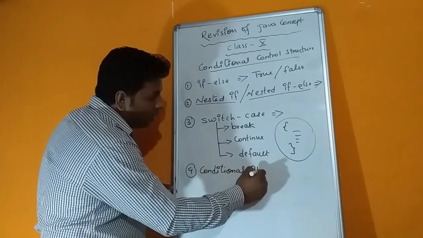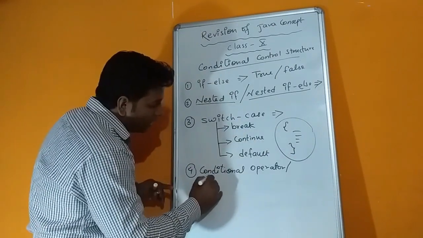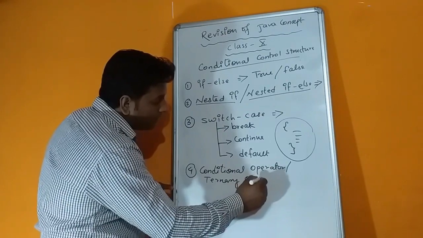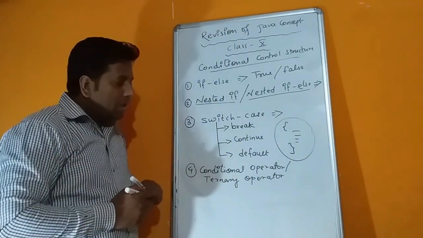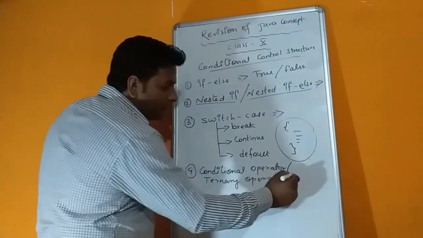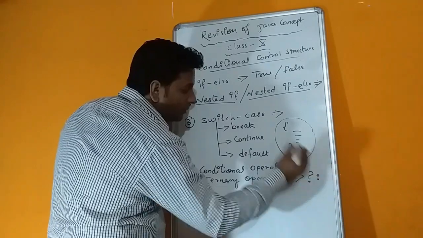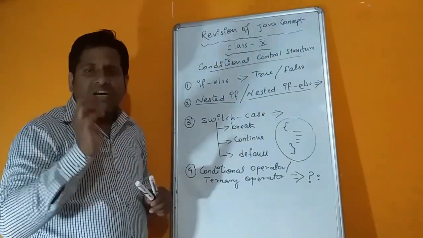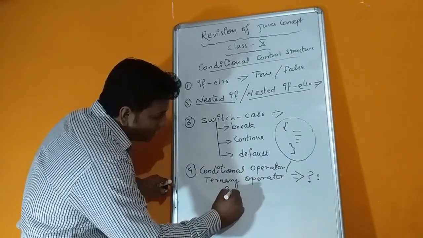Conditional operator, or it is also known as the ternary operator. Conditional or ternary operator has two symbols, the question mark and the colon, which are written side by side. How? Let us take one example.